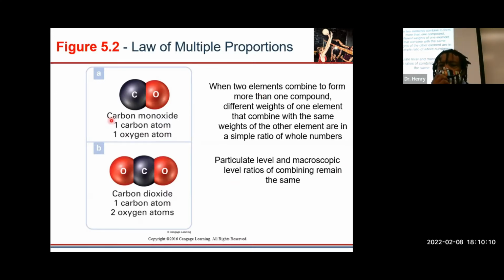And this holds regardless of whether it's on a particulate level or a macroscopic level. What is the difference between particulate and macroscopic? Yes, sir. That's right. Macroscopic. So regardless of whether we can see it with our naked eye or only with a specialized microscope, that ratio is still going to be the same. So that's the law of multiple proportions.